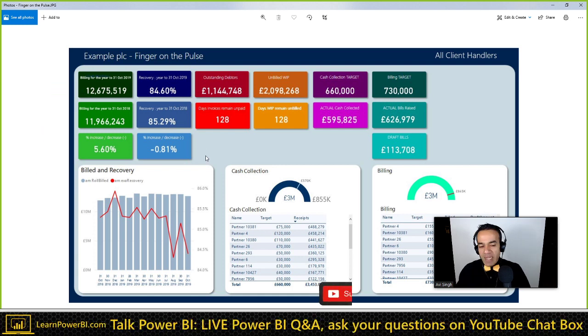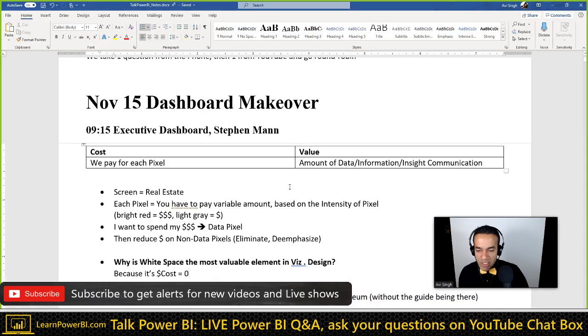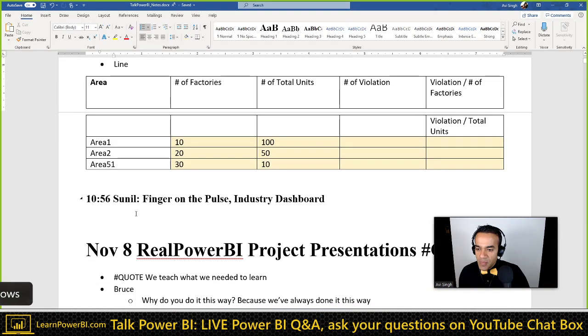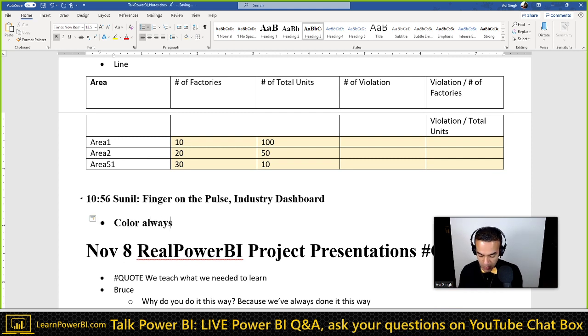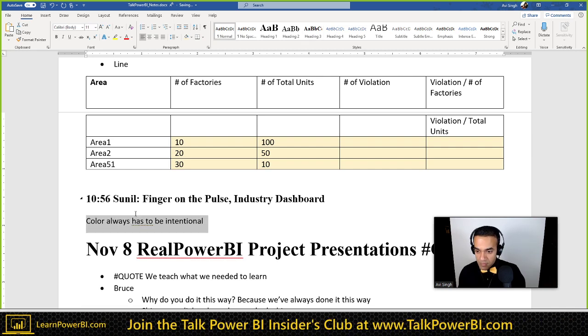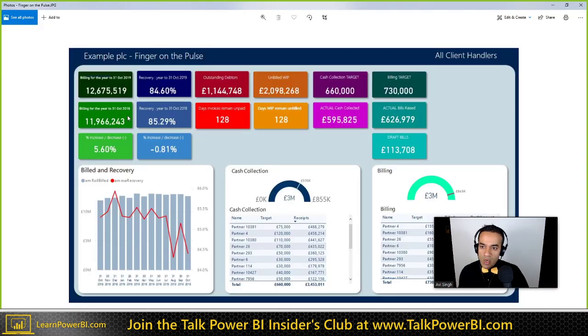So yeah, I'm a little unsure about why the intensity of the color changes. So again, guys, when you use color, color has to be intentional, right? Color always has to be intentional. So I'm not sure that hue is changing.